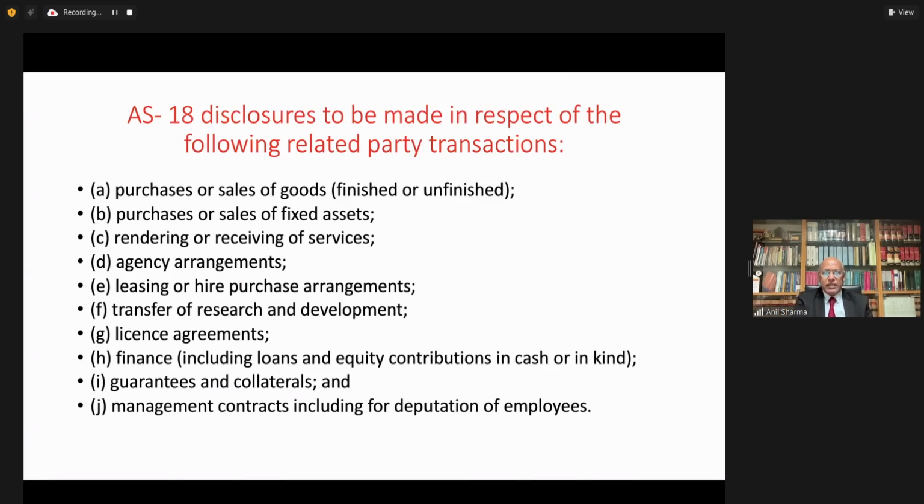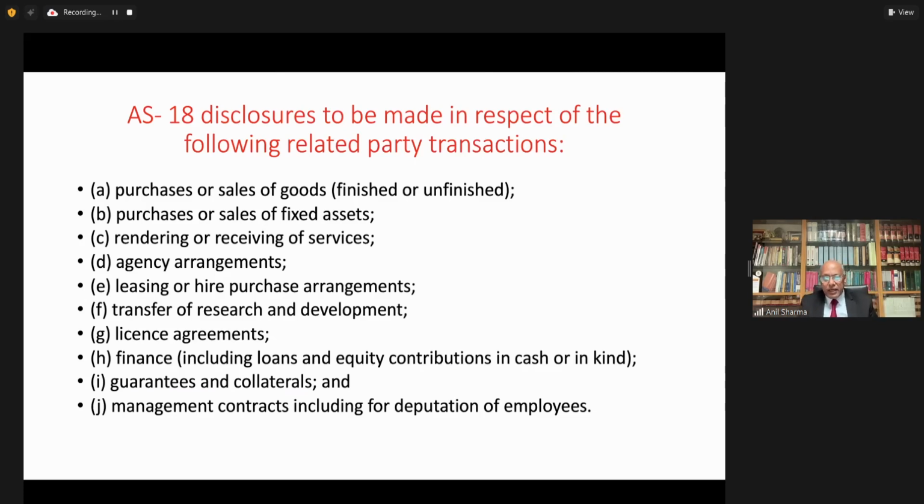And if you look at AS 18, what are the transactions which are required to be disclosed? Here again, virtually the same: purchase or sale of goods, purchase and sale of fixed assets, rendering or receiving of services, agency arrangements, leasing, transfer of research and development, license agreements, finance, including loans and equity contribution in cash or in kind, guarantees and collaterals, management contracts, and including deputation of employees.